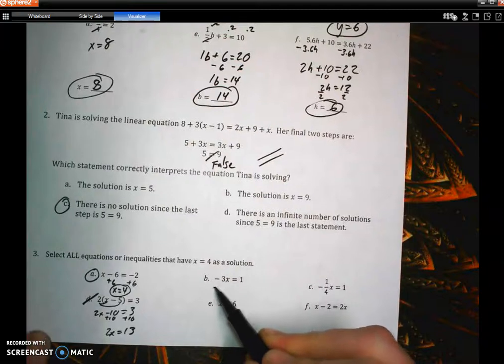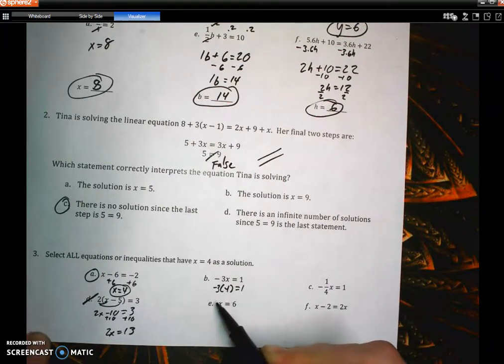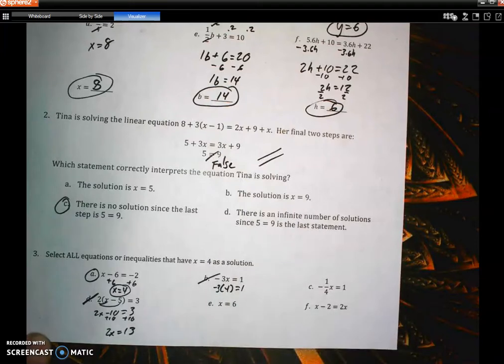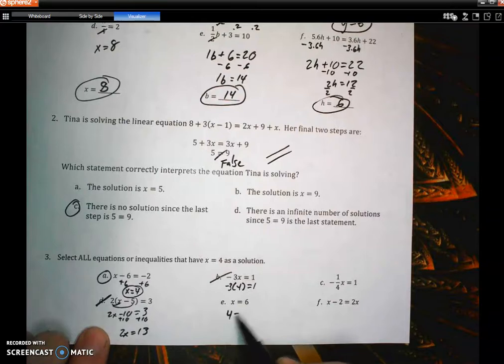Negative 3 times 4, does that equal 1? Negative 3 times 4 is negative 12. Negative 12 does not equal 1. That doesn't work. X equals 6. If that makes it 4, does 4 equal 6? Nope, that doesn't work either.